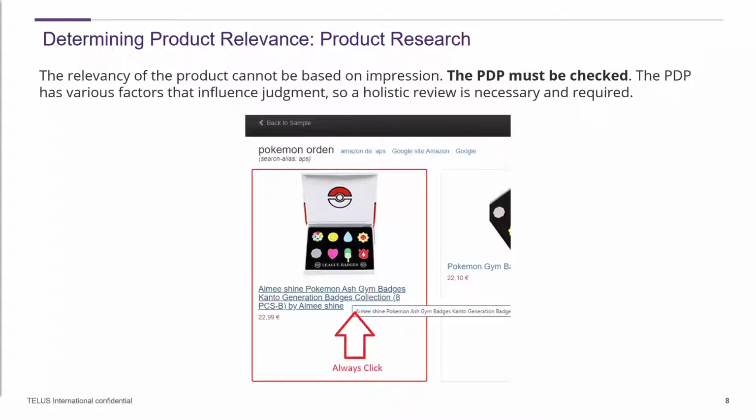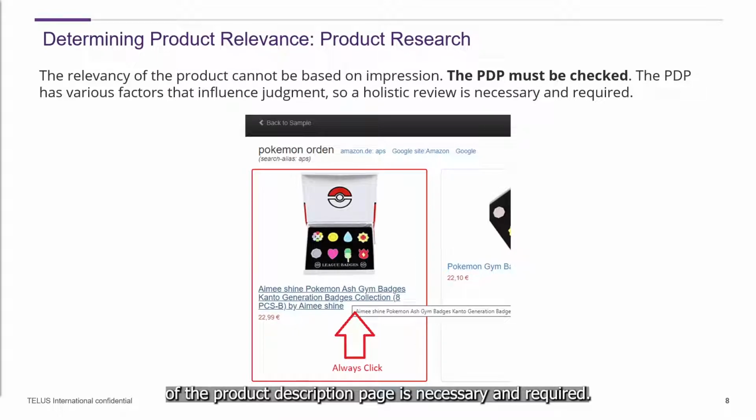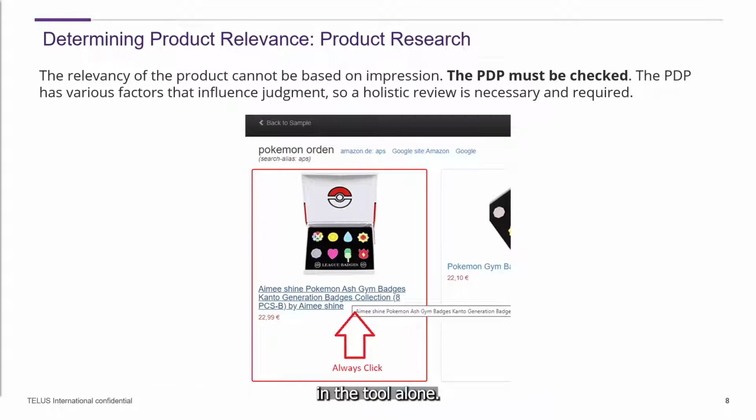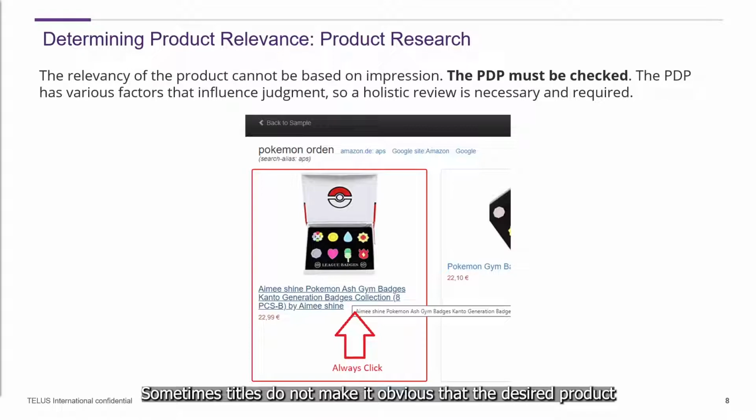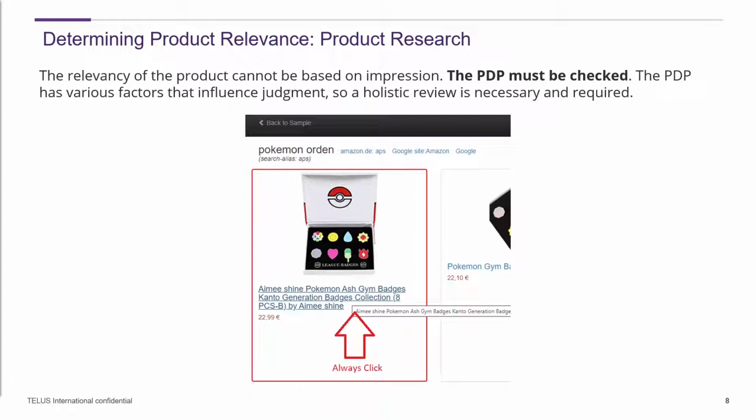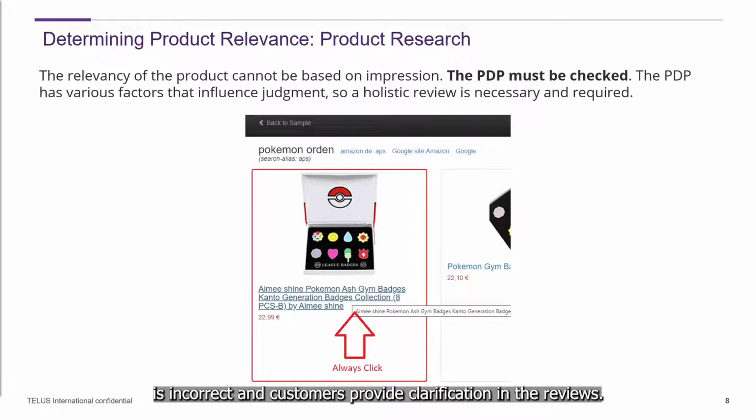As I briefly mentioned earlier, a holistic review of the product description page is necessary and required. Your judgment cannot be based on your impression of the product in the tool alone. Sometimes titles do not make it obvious that the desired product or features may be selected from the product description page. Also, be aware that retailer information is usually prioritized over customer comments, but it's also important to be aware that there are cases where retailer information is incorrect and customers provide clarification in the reviews.